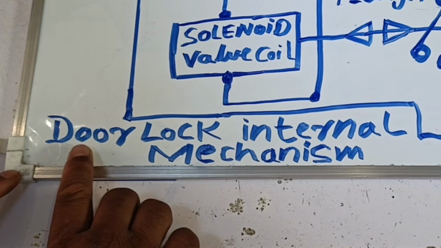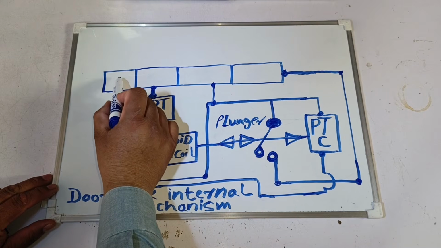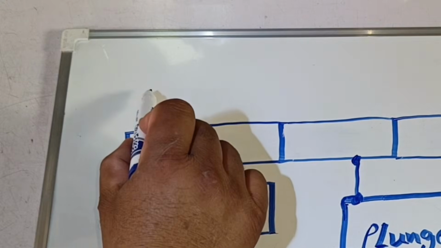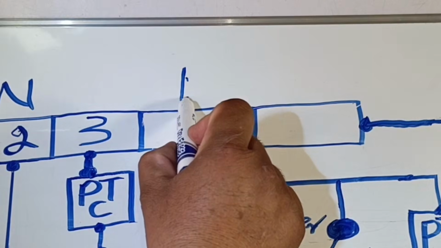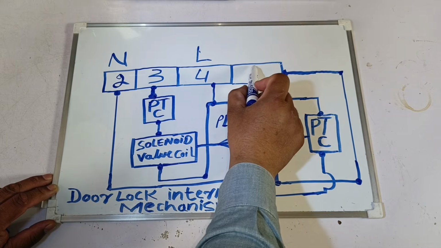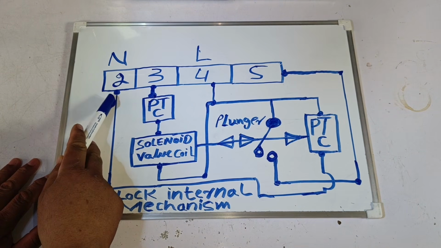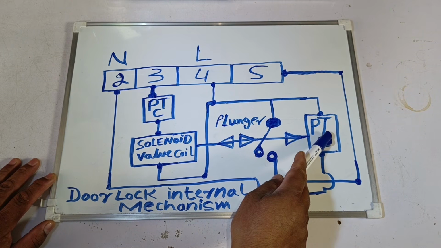Now let's talk about how the internal mechanism of the door lock works. From the left side, it starts with pin 2, and as we know, this is the neutral. Next comes pin 3, then pin 4, which is the line or phase, and finally, pin 5, which is the output signal. Now we can see that the neutral pin 2 goes directly to the PTC sensor. It does not have any other function.